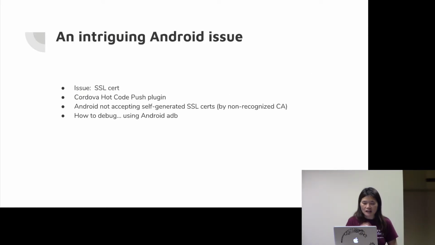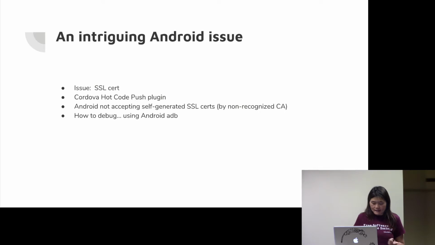So last but not least, I just wanted to bring up this interesting issue. We were testing the hardcode push plugin functionality, then all of a sudden it kept not being able to push the code. So we were wondering what was going on. It only happens on Android, and it turns out it's an SSL issue, because for internal testing we're using a non-recognized internal certificate authority, essentially self-signed. But initially nobody knew how to figure it out.